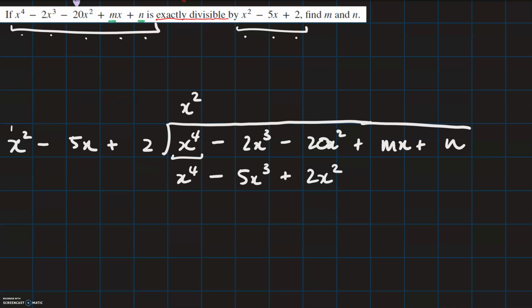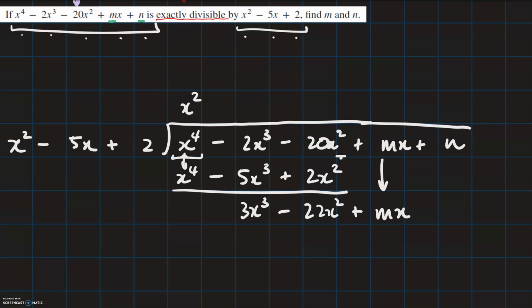Okay, so that's that first part. Okay, cool. Now that I've done that, I'm going to subtract. The leading terms will cancel. We're good there. Negative 2x cubed minus negative 5x cubed will give me 3x cubed. Great. Negative 20x squared minus positive 2x squared will give me negative 22x squared. And then the next part, I just drop down the next term, plus mx.